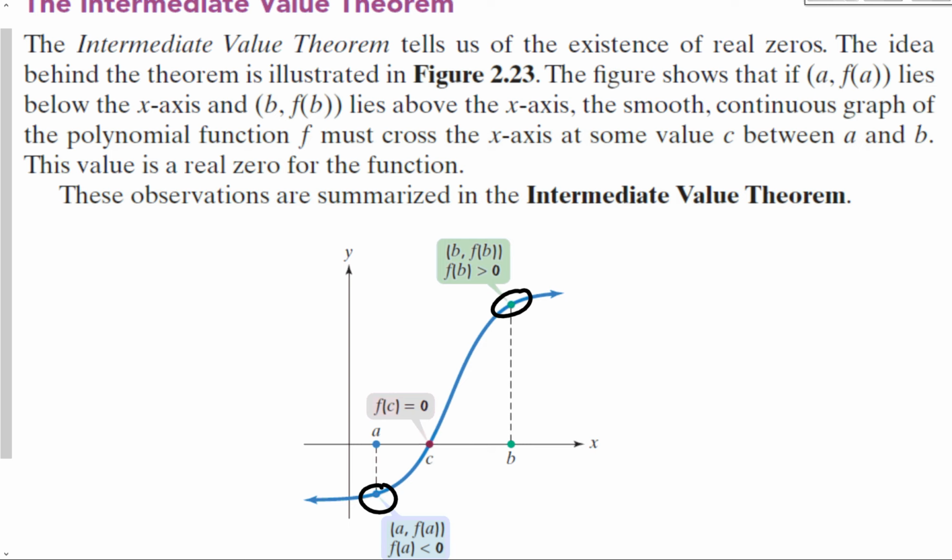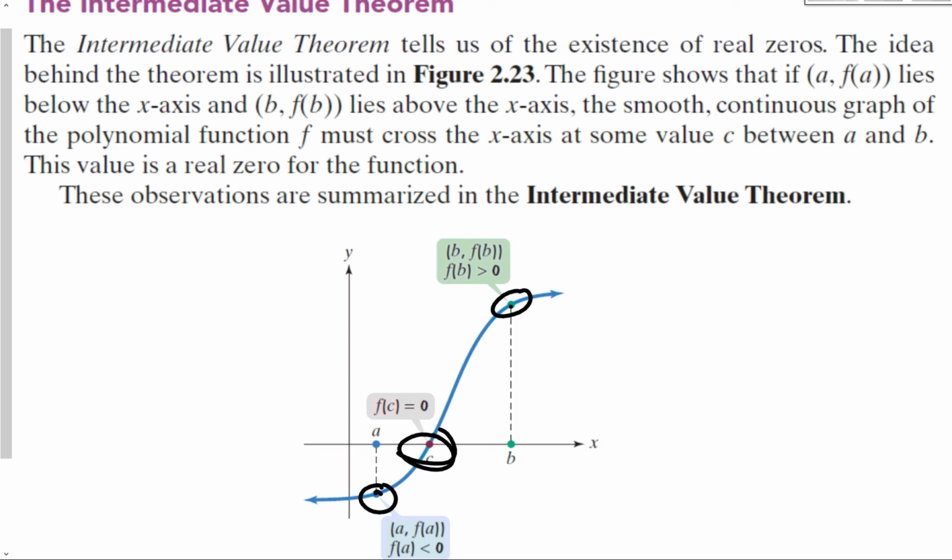and b, f of b lies above the x-axis, this point right here, the smooth, continuous graph of a polynomial function f must cross the x-axis at some value c between a and b. Let's break this down. If you have a negative output there, a positive output there, this is a polynomial function. If you get a negative output and a positive output, at some point there must be a 0. There must be a cross. That's all the intermediate value theorem is telling us.